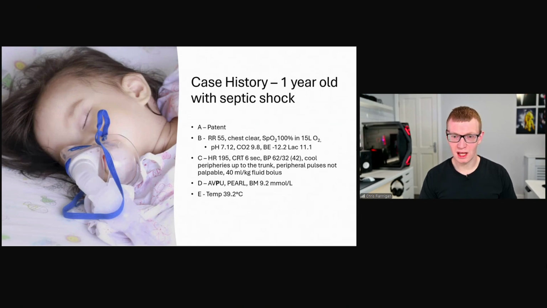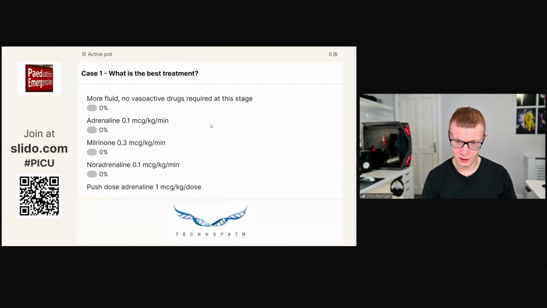We can see the reason for that when we come on to assess her cardiovascular system. Heart rate's all the way up at 195, cap refill is 6 seconds, and she's markedly hypotensive with a MAP of only 42. She's already had 40 mils per kilo of fluid resuscitation. She's only responsive to pain, and she's got a temperature of 39.2.